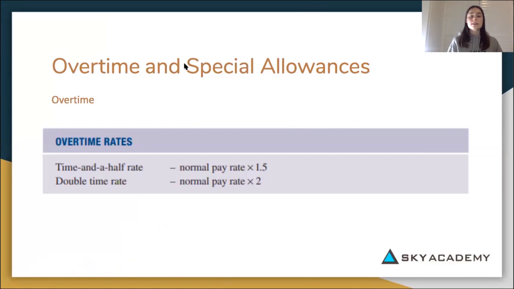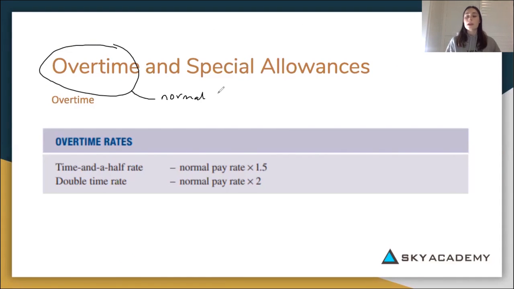So overtime is where you work your normal hourly week, but then you do extra work, or you stay behind and do a couple of hours on top of your normal hours. And so you get extra money for the extra hours that you work. Here in this blue box are the overtime rates. You could get time and a half, which is your normal pay rate times 1.5, or you could get double time, which is your normal pay rate times 2.